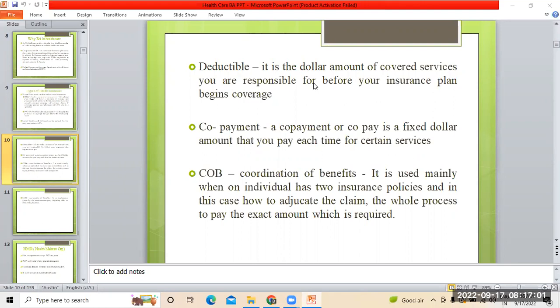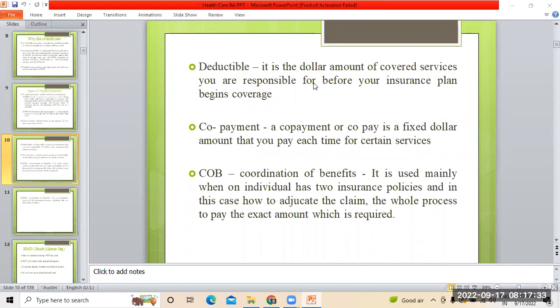When you talk about deductible, as I told you, it's an amount of money which you pay before the insurance plan starts covering. Co-payment is a fixed amount of money that we pay for every service. Whereas COB explains what happens when we have multiple insurance policies, and coordination of benefits is used for that.